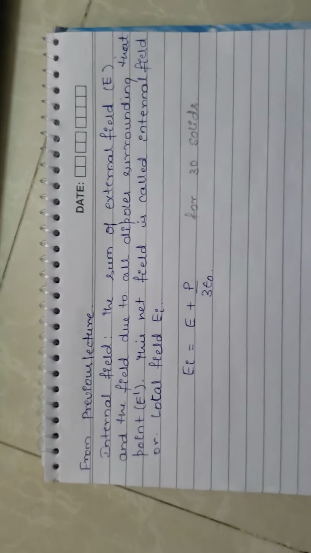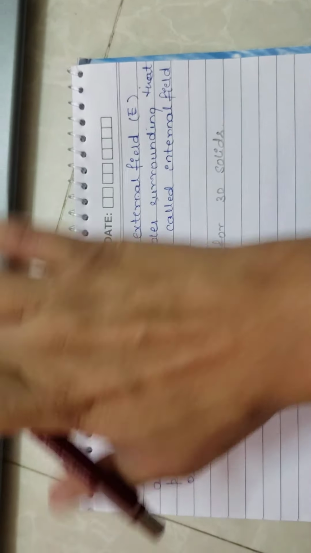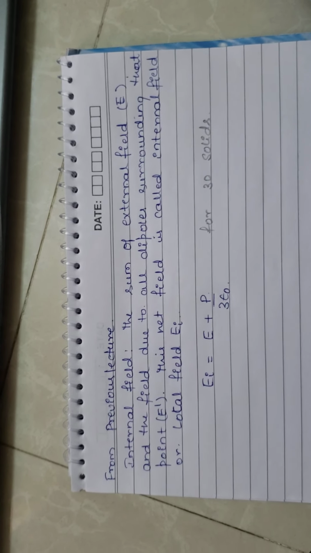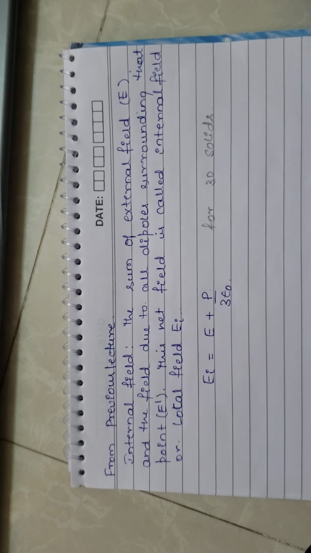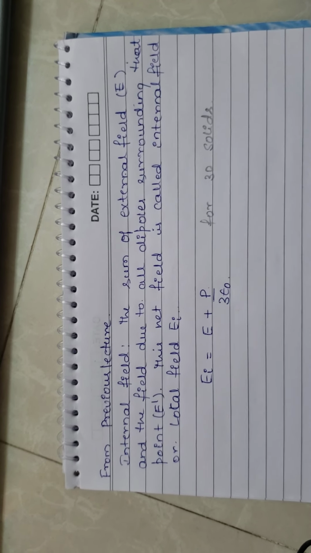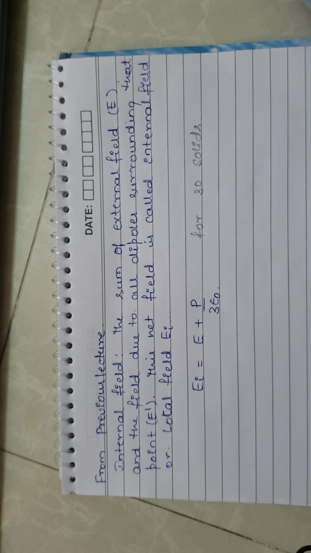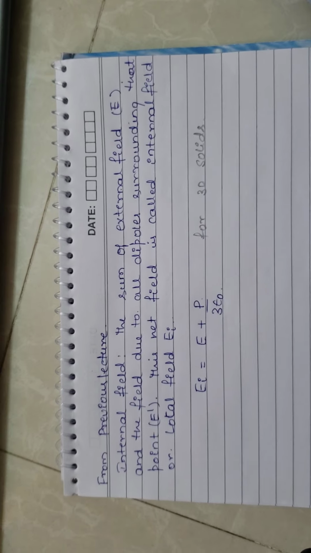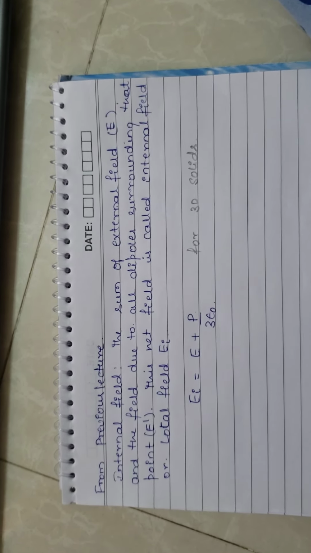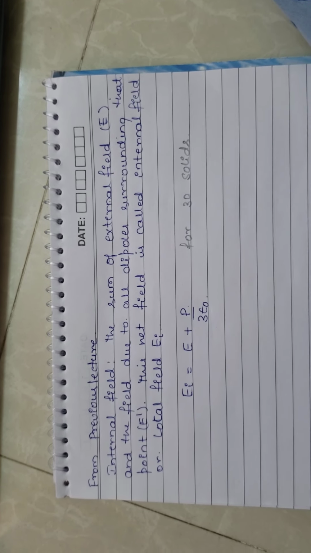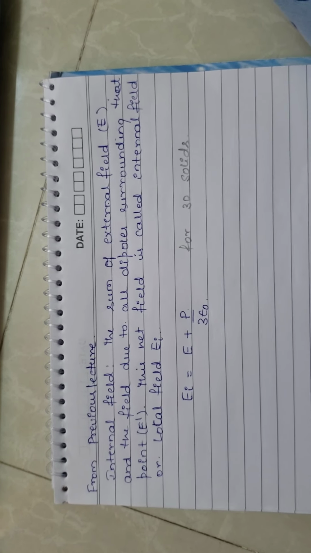This is in continuation with the previous lecture. In the previous lecture, we discussed the internal field, the sum of the external field E and the field due to all the dipoles surrounding that point, E dash. This net field is called the internal field or the local field, EI, and it is given by EI is equal to E, that is the applied electric field, plus P divided by 3 epsilon naught. This is for three-dimensional solids.